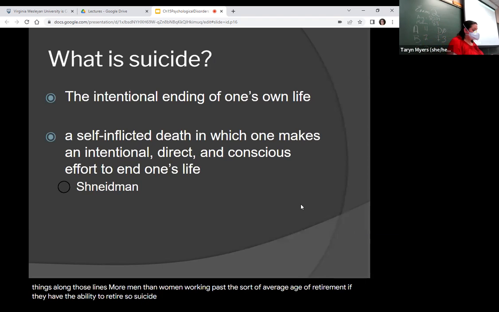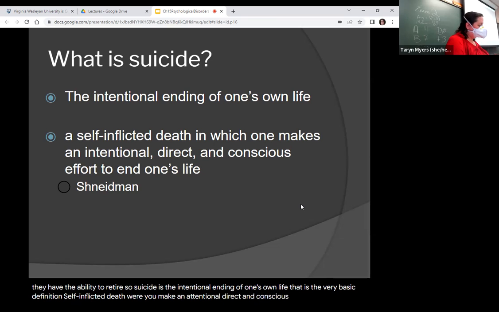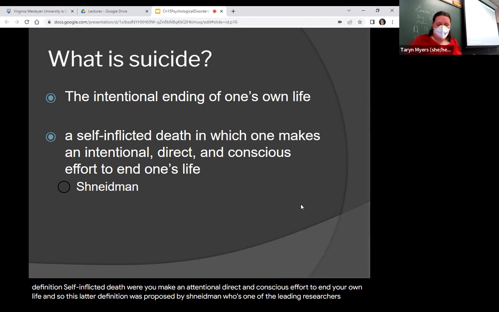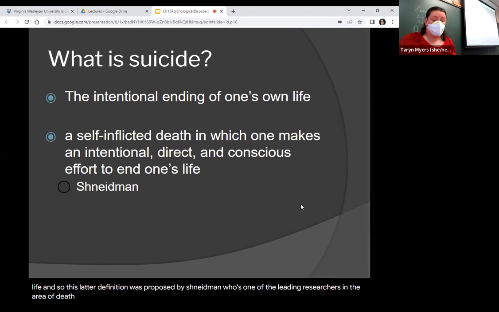So suicide is the intentional ending of one's own life. That is the very basic definition. It's a self-inflicted death where you make an intentional, direct, and conscious effort to end your own life. This latter definition was proposed by Shneidman, who's one of the leading researchers in the area of death by suicide.